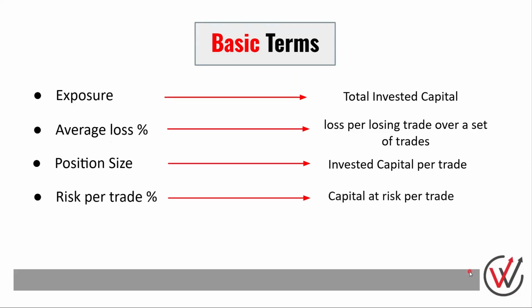Then comes risk per trade. This is the amount of capital that you are risking on one particular trade. So let's say I have a 10 lakh portfolio and I'm risking 10,000 on that trade. So that is 1% of my capital at risk on that trade.